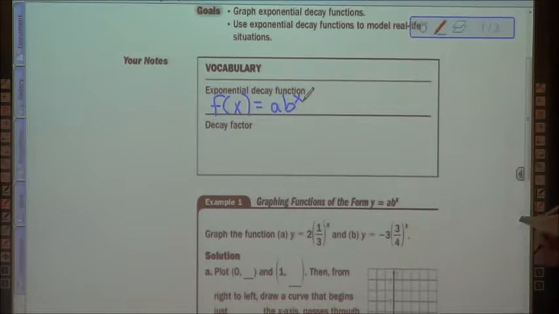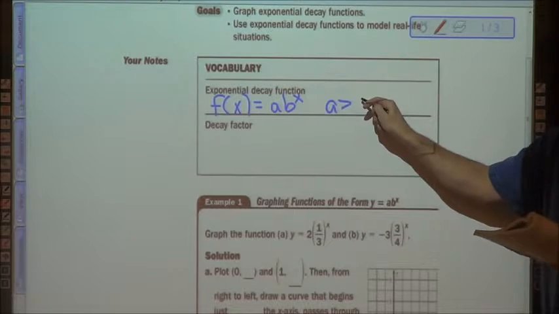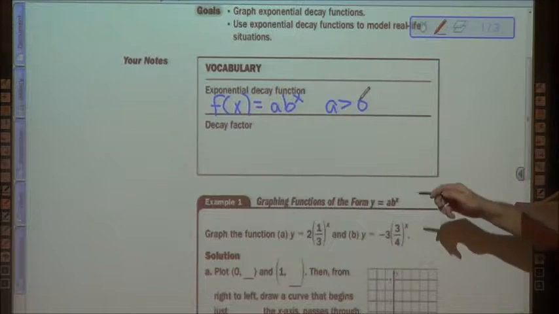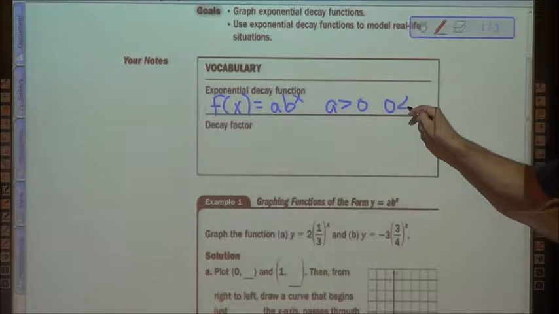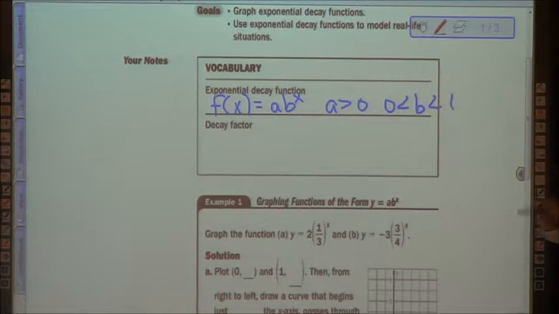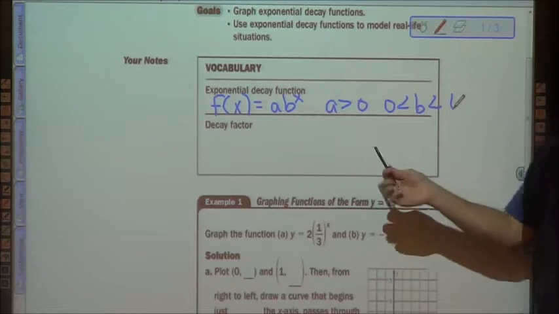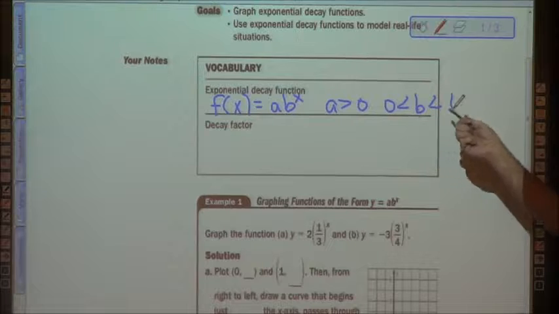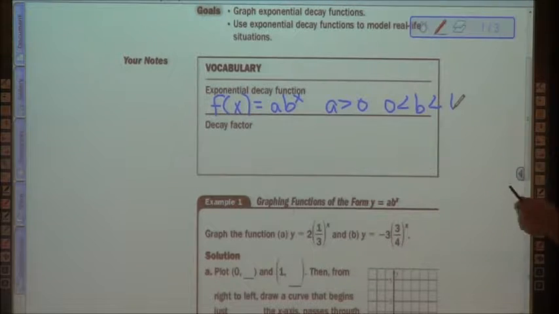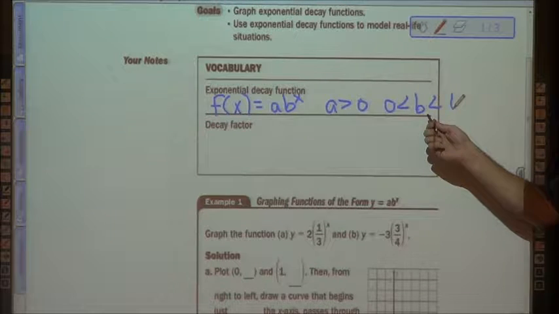8.1, but now a is still going to be greater than 0, but b is going to be between 0 and 1. So in order for it to be a decay function, the base is going to be a fraction. Numbers between 0 and 1 are fractions. If it's greater than 1, like a fraction of 3/2, then that would not be a decay function because that's not between 0 and 1.